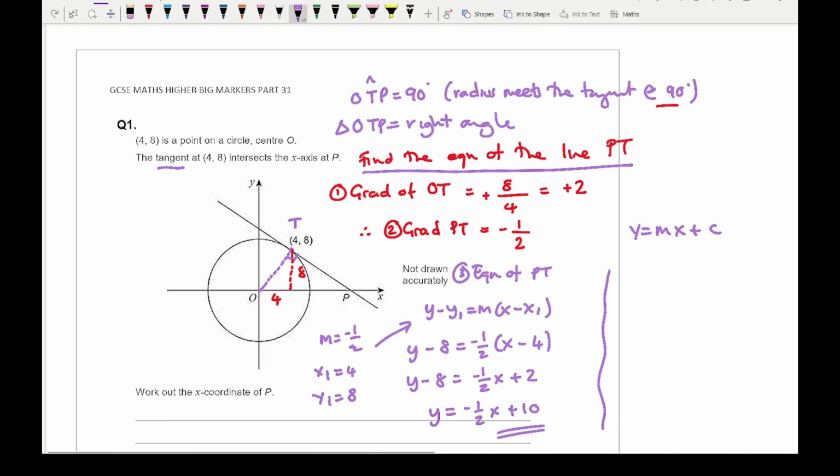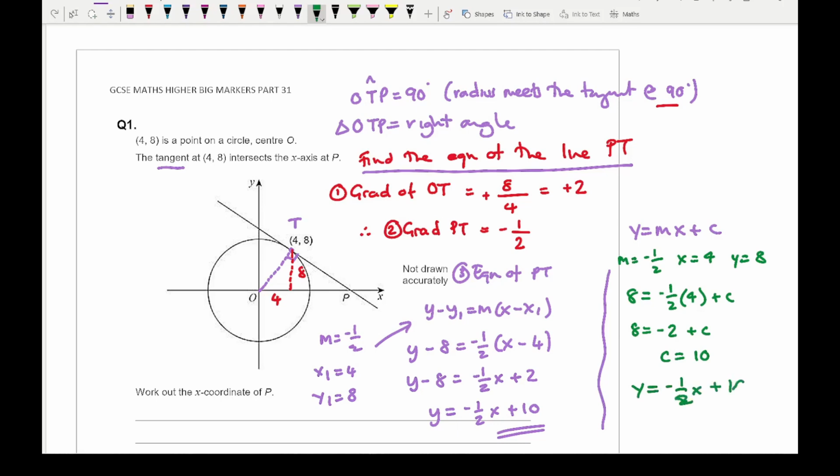Now if I was using y equals mx plus c, then again I know that m equals minus a half, x equals 4 and y equals 8. So 8 equals minus a half times 4 plus c. So then 8 equals minus 2 plus c. So c equals 10. So I still get the exact same equation of y equals minus a half x plus 10.